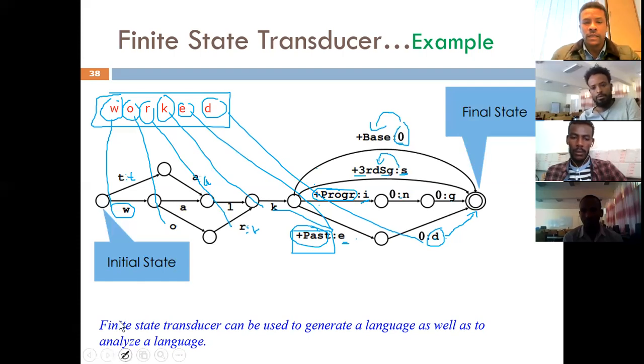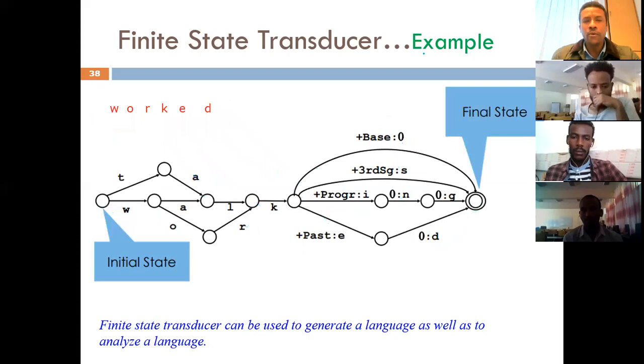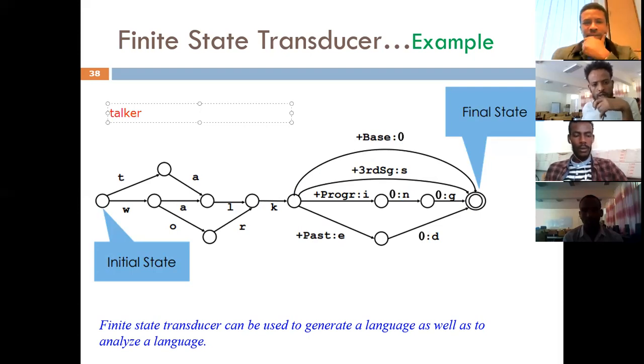Is the point clear? Is it clear, Sakatar? Yeah. Okay. Now, what if the input word is this one? What if the input word is, let's say, like this? This word is not existent in this model.